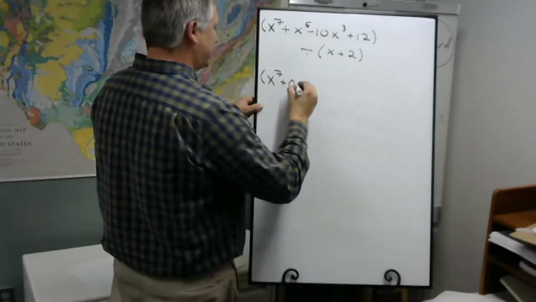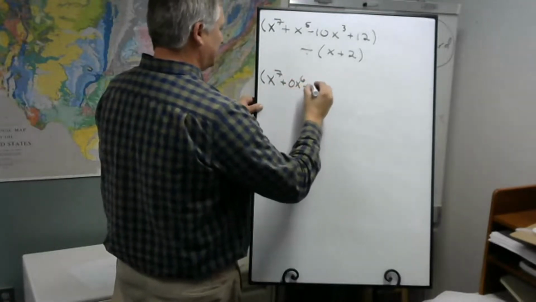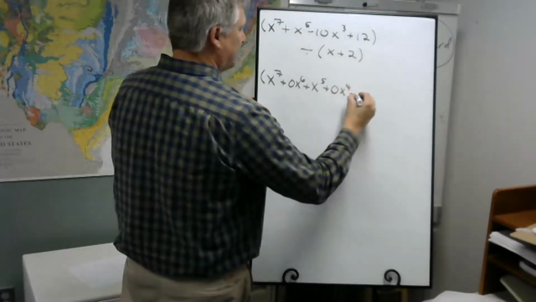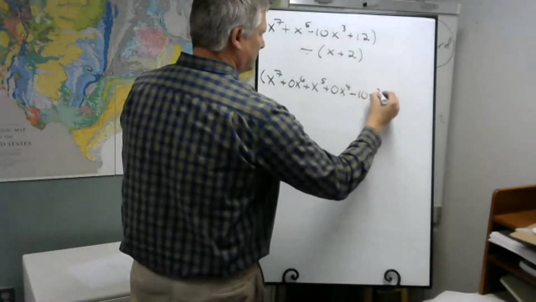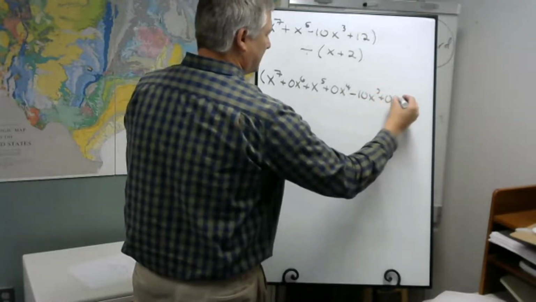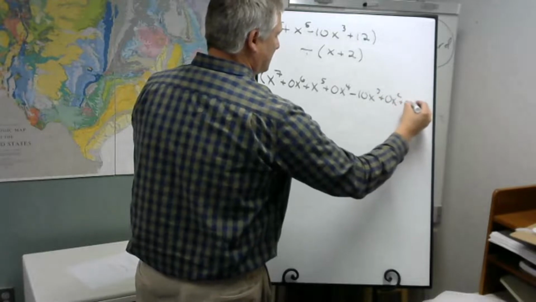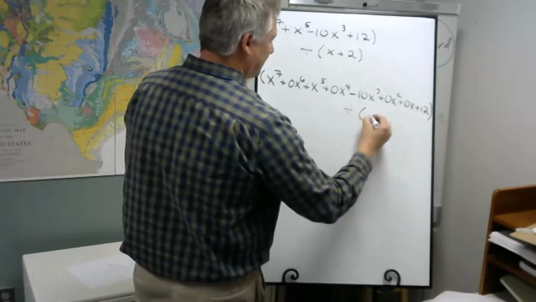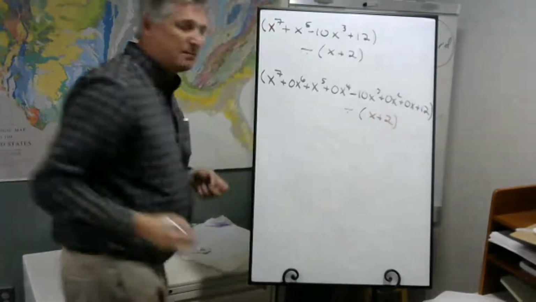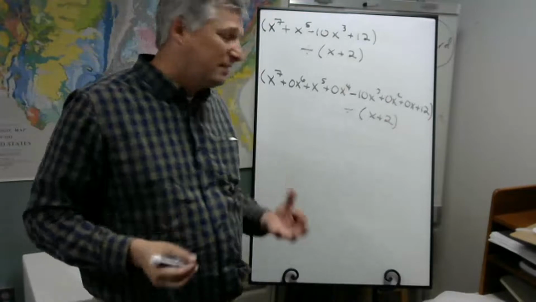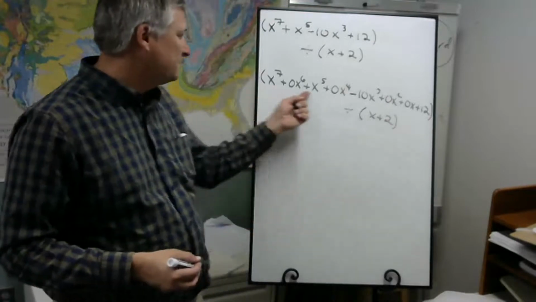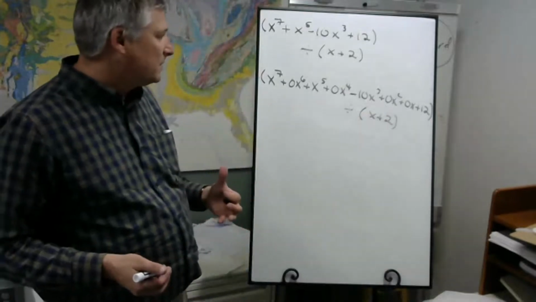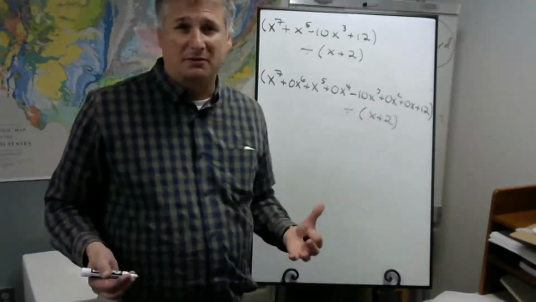So we need a 0x to the 6th plus x to the 5th plus 0x to the 4th minus 10x cubed plus 0x squared plus 0x plus 12, divided by x plus 2. Now the power of synthetic division is that it makes a lot of this easier, because this is going to be a lot of work if we're using long division. But if we use synthetic division, hopefully this will go faster.